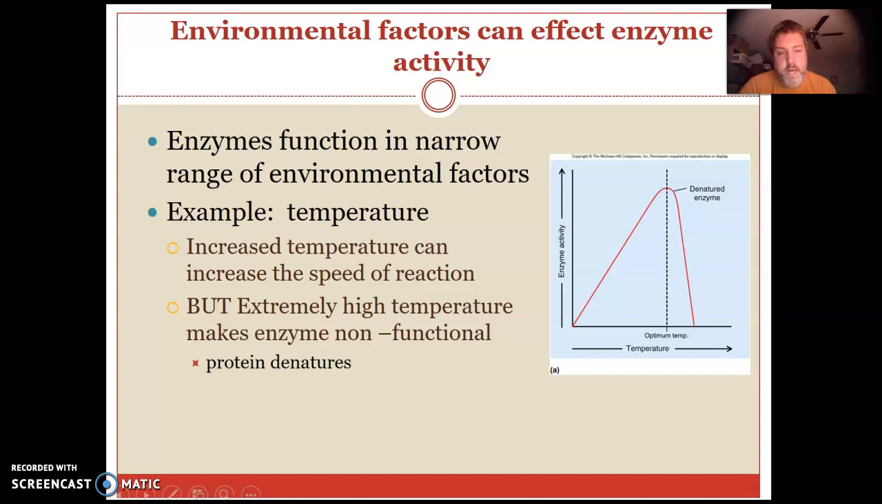But extreme high temperature will make the enzyme non-functional. You can see after that optimal temperature, the functionality of the enzyme starts to drop and then precipitously drops off. That's because what happens to the protein is it denatures.